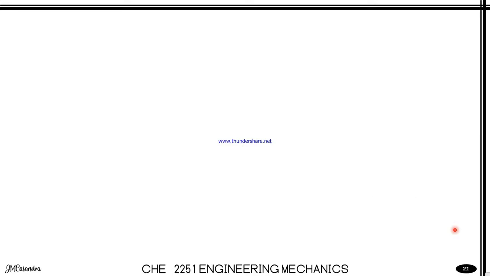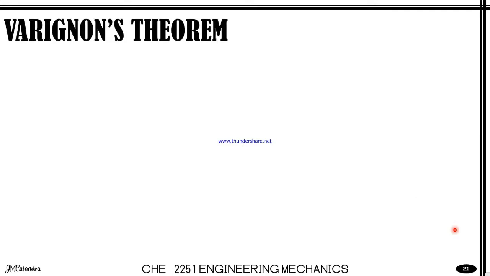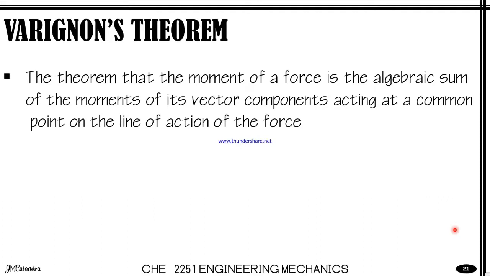Okay? So we have Varignon's theorem. This is the theorem that the moment of a force is the algebraic sum of the moments of its vector components acting at a common point on the line of action of the force. So it would simply be that the moment is equal to the algebraic sum of the moment per component.